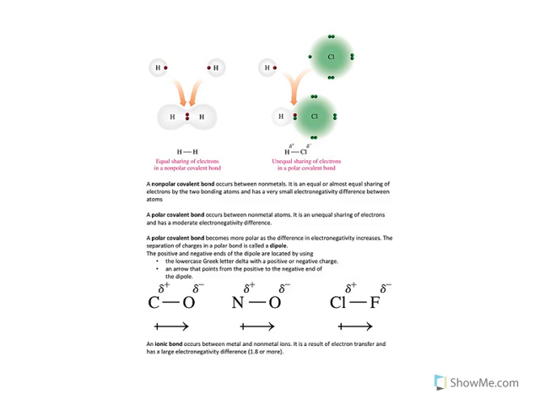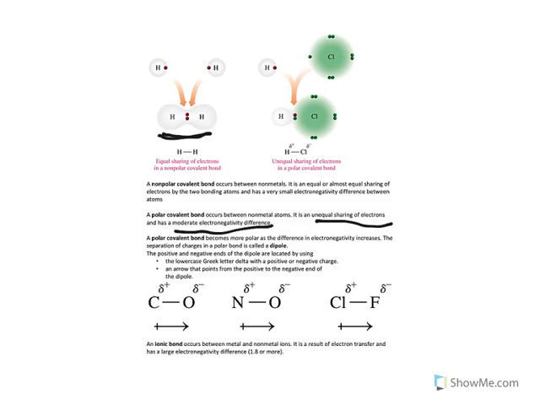A perfectly equal sharing of electrons, such as what happens between 2 elements with the exact same electronegativity, is what we call a nonpolar covalent bond. It is an equal or almost perfectly equal sharing of the electrons between the 2 atoms. These typically have a very small electronegativity difference between them. In the case of hydrogen bonded to hydrogen, the difference in electronegativities is 0, since they both have the same electronegativity value. A polar covalent bond happens between nonmetal atoms, and it is an unequal sharing of electrons, with a moderate electronegativity difference.